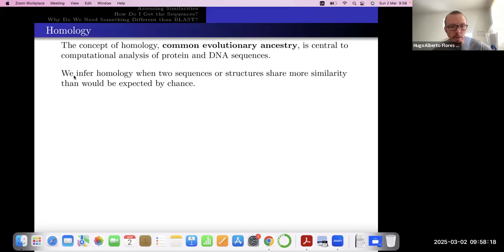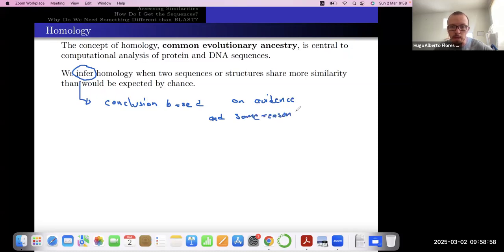Okay, so here I'm going to highlight some things, in particular the idea of inference. I would like to see if everybody is clear on this. Inference is to try to conclude, or to draw a conclusion. We want to conclude homology, and this is drawing a conclusion based on what? Based on evidence, in this case provided by the sequences. Those sequences will be our data. So based on sequences, evidence and some reasoning, this is the idea of making an inference.